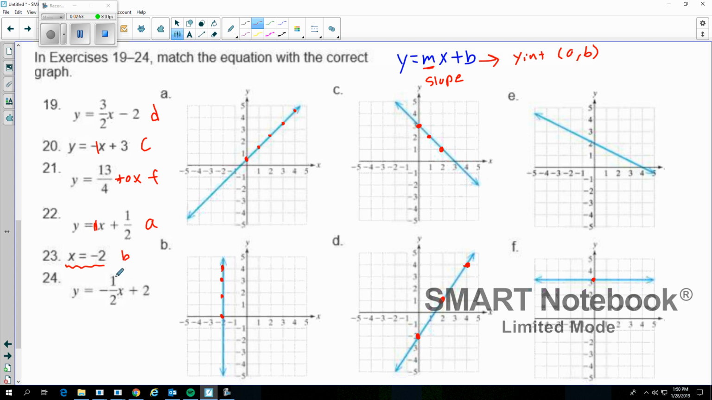And then the last one, 24, we have a slope of -1/2, and we start at 2 on the y-axis. So this time our slope was -1/2, so down 1 over 2, down 1 over 2, and so on. So that's going to be E right there. Okay, so that was a nice little review of this.